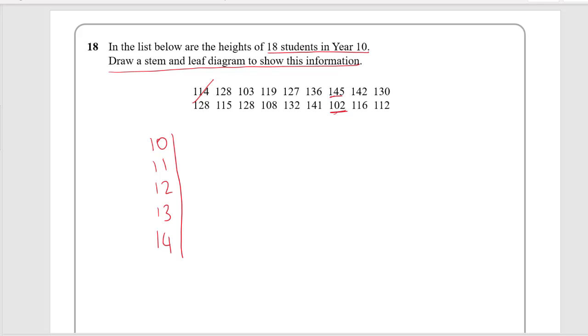114. If you want to write the key beforehand, you can do so. Let's write the key. The key is 1, line, 4, which means 114. These are the heights of 18 students in year 10. It doesn't say the unit, but if it did, for example centimeters or meters, you would write that down. It doesn't say here, so we're going to leave it as it is. So that's the key.